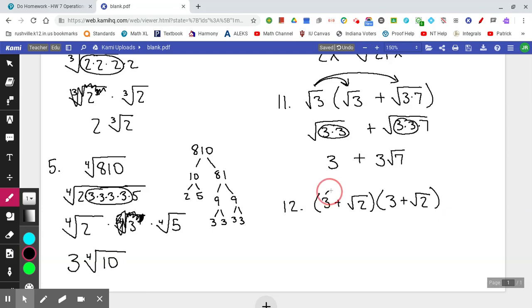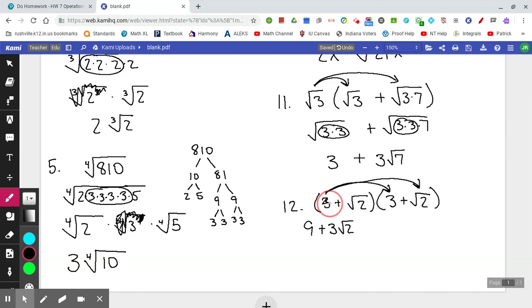So first I'm going to start off by taking this 3 and I'm going to distribute that into the second set of parentheses. So I'm going to have 3 times 3, which is going to give me 9. And then 3 times the square root of 2. Here's a case where I have a number that's not under a radical, and here's a number that is under a radical. So they don't get multiplied together. The best thing that I can do, the only thing that I can do, is just put the 3 on the outside and attach the square root of 2 to it.